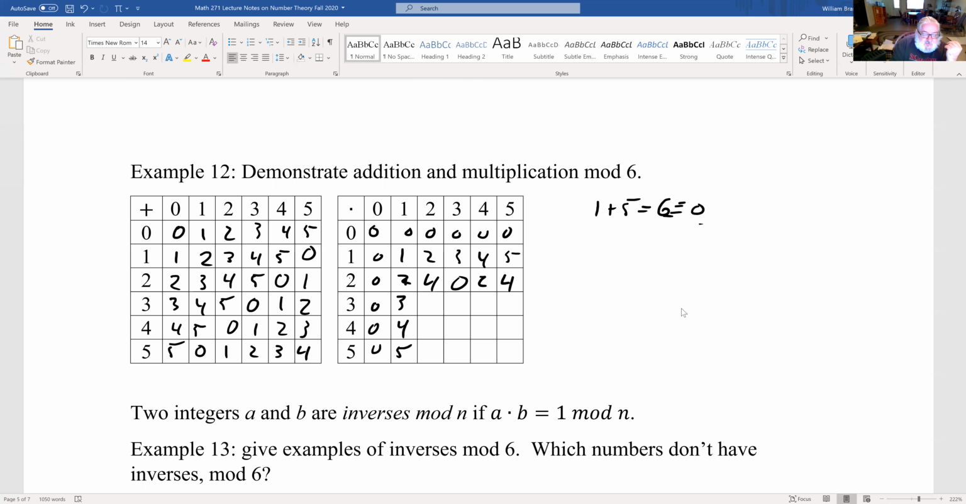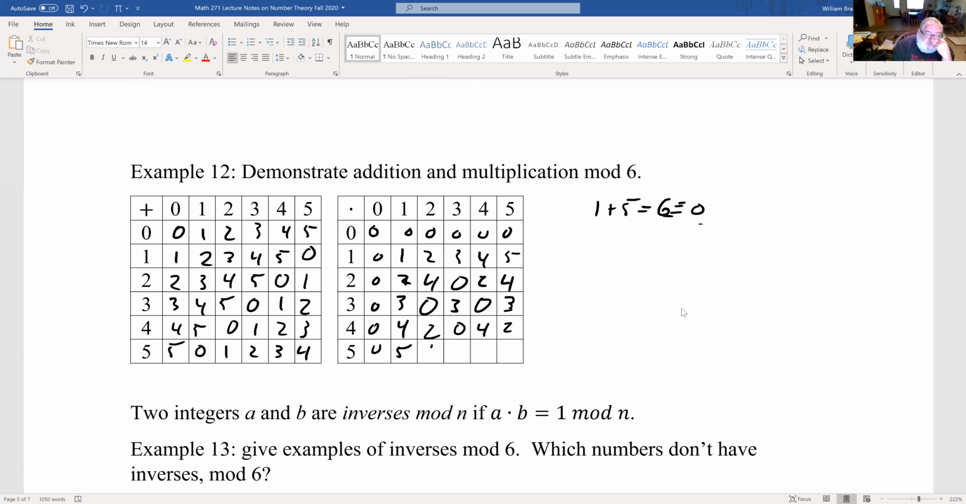3 times 2 is 6, that's 0. 3 times 3 is 9, which is 3 more than 6, so that becomes a 3. 3 times 4 is 12, which is a multiple of 6, so that's 0. 3 times 5 is 15, which is 3. It's 3 more than 12. What about 4? 4 times 2 is 8, which is 2 more than 6. 4 times 3 is 12, which is 0. 4 times 4 is 16, which is 4 more than 12. And then 4 times 5 is 20, which is 2 more than 18.